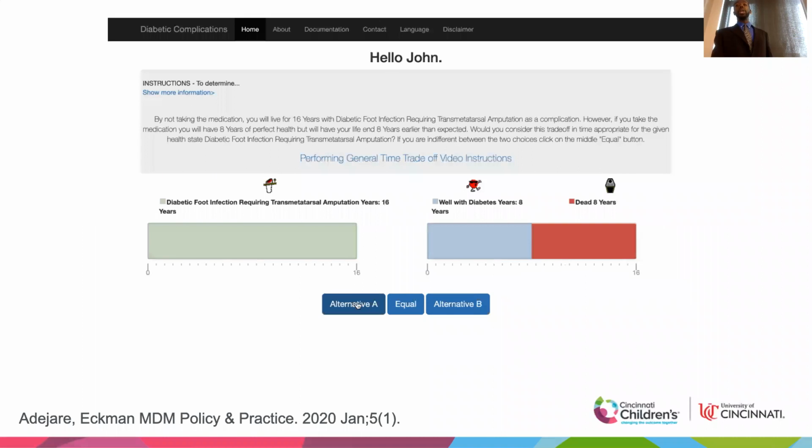Well, that's the thrust of the time trade-off, where we have patients choosing either alternative A, the amputation, or alternative B, being well with diabetes, going back and forth, seeing how much time they are willing to trade off, up until a point where they cannot make a decision between the intermediate health state and the years they're willing to trade off, in which case they'll press equal and have their utilities acquired.